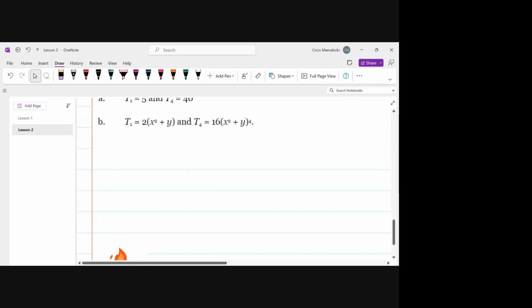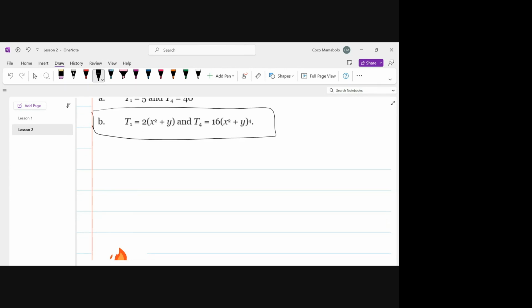Okay. I want you guys to try this. Try this question here if you've got the chance. I want you guys to find me the general term of this equation.